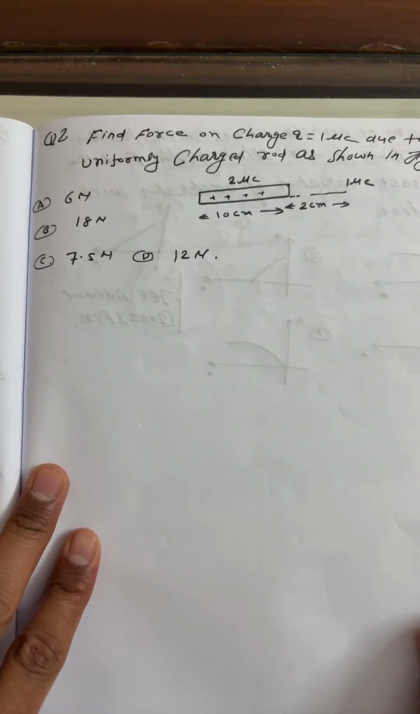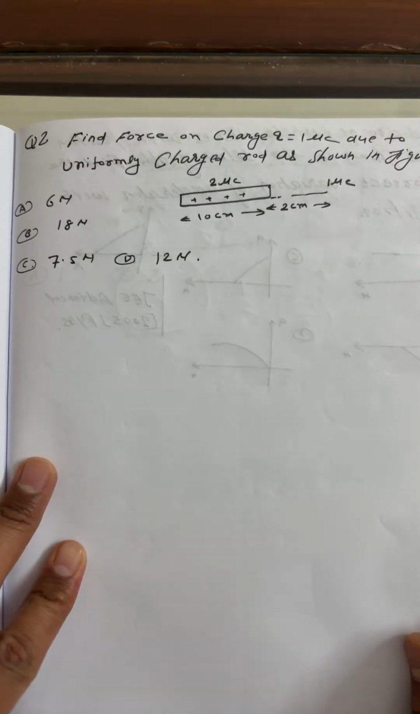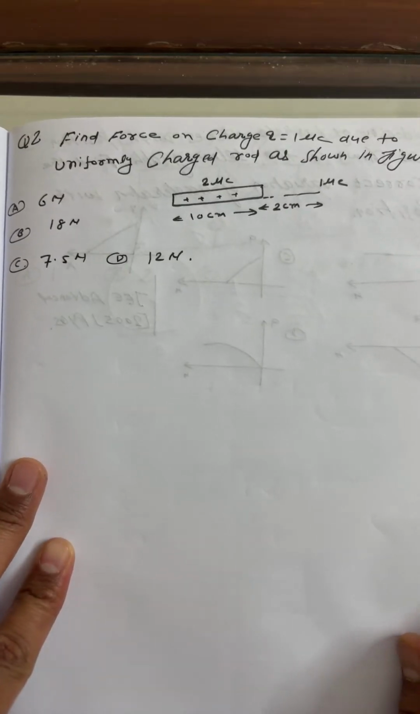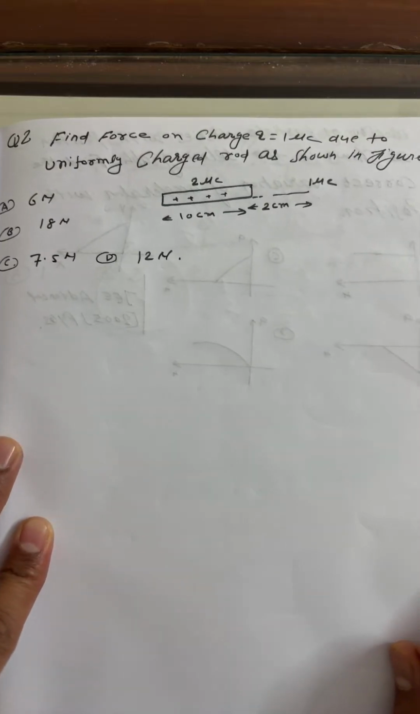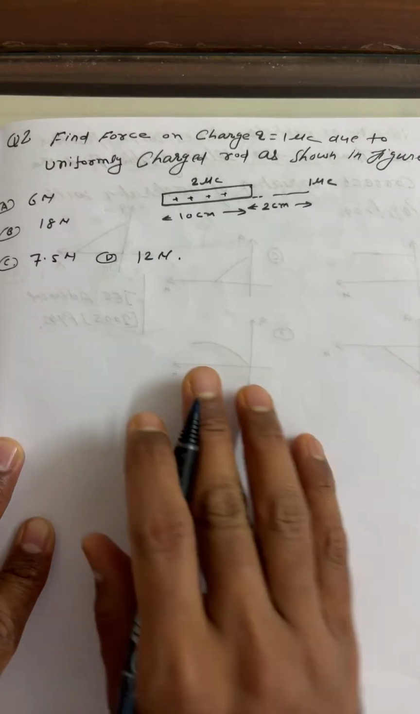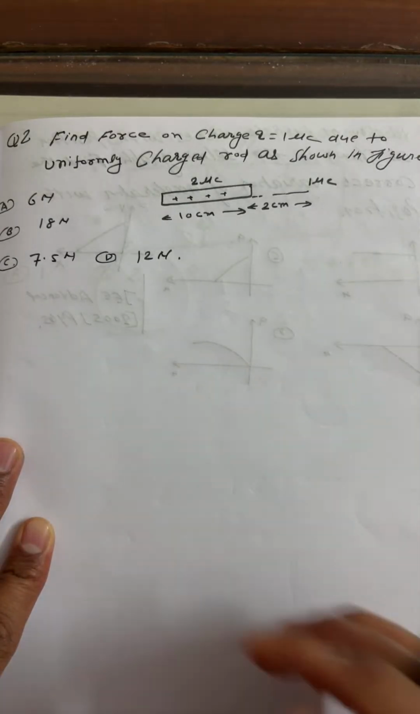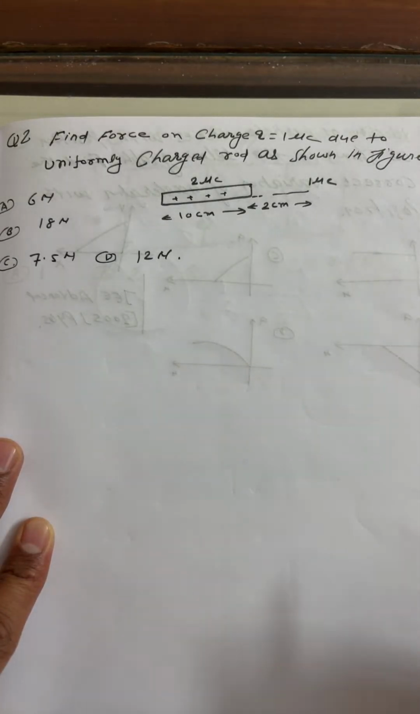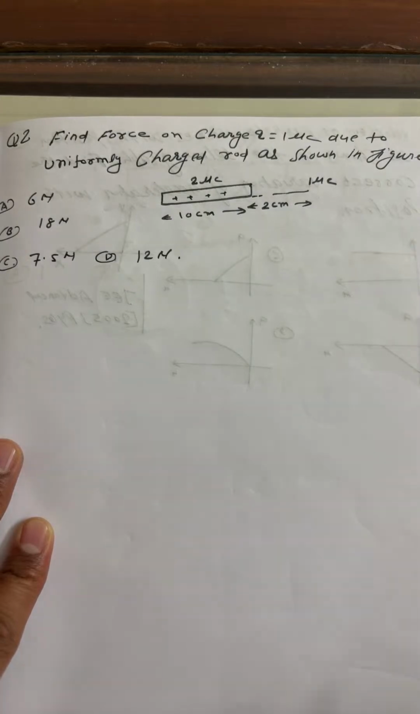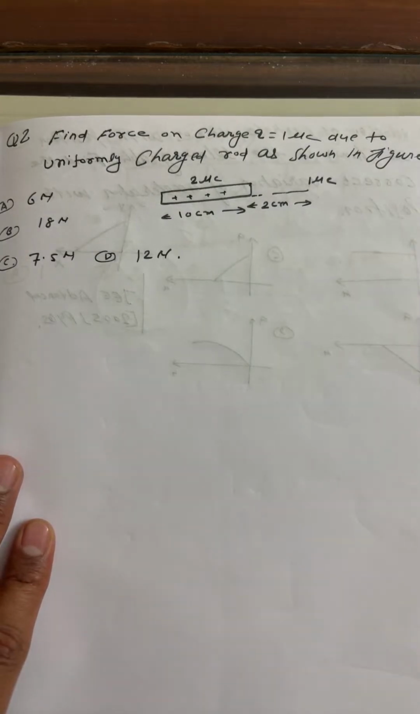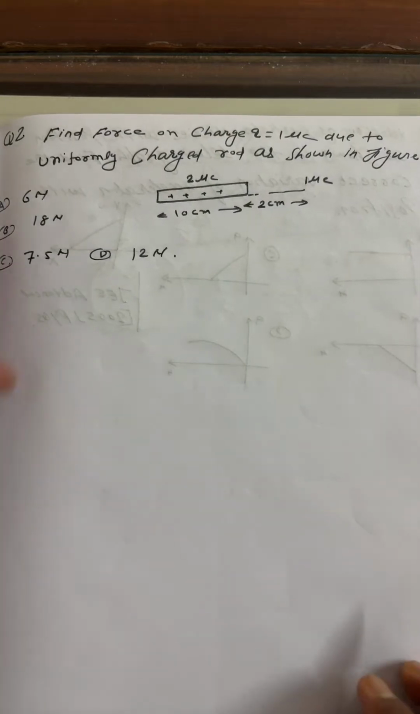Now, beta, have a look at the next question. It says: find the force on a charge Q of 1 microcoulomb due to a uniformly charged rod as shown in the figure. It's a class question, a standard question that every teacher must have done in the classroom. So, beta, just have a look at this question.